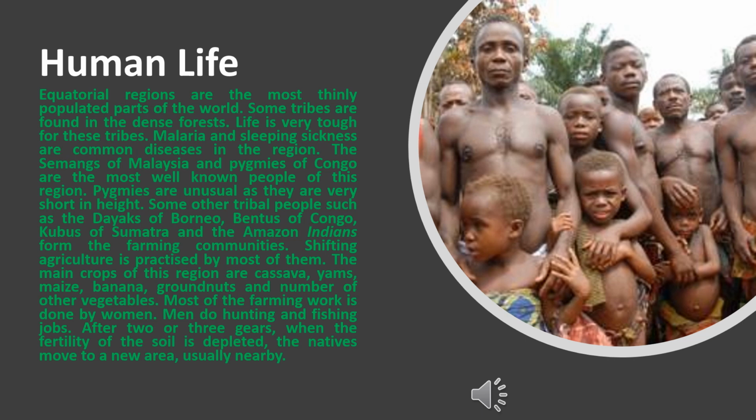The main crops: like in our place we have crops like wheat, rice. They cultivate cassava, yam, maize, banana, groundnuts and a number of vegetables also. Most of the farming is done by the women. So women do the work in the field and men go for hunting and fishing. Men do hunting and fishing jobs.